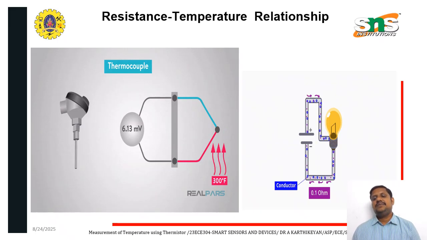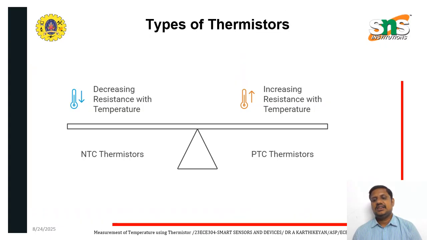And the second one is the resistance and conductor materials. Suppose I have 1 ohm of resistance here, then the conduction of the resistance value is very minimum here. Suppose I have 9, the conduction rate is also very minimum here. That is the main advantage of the resistance temperature relationship.